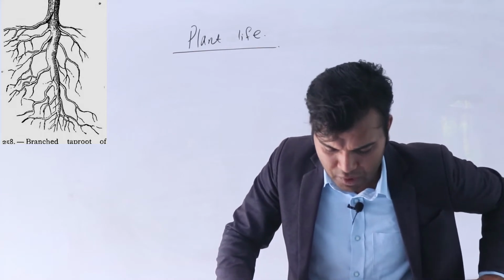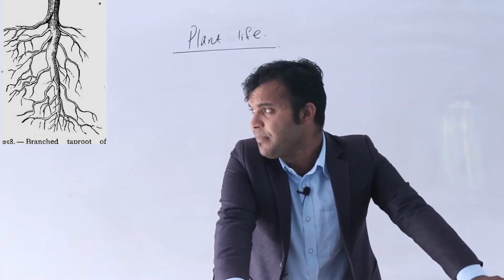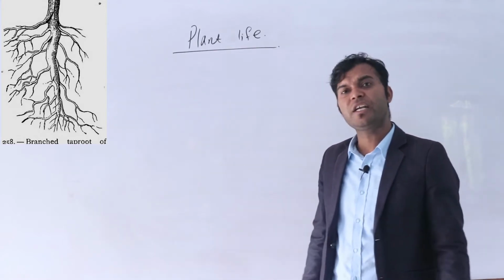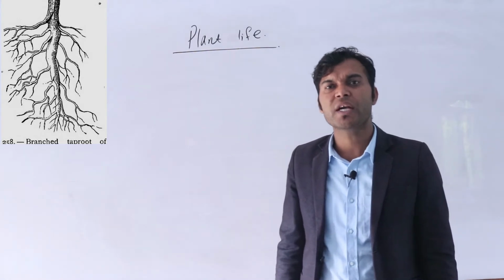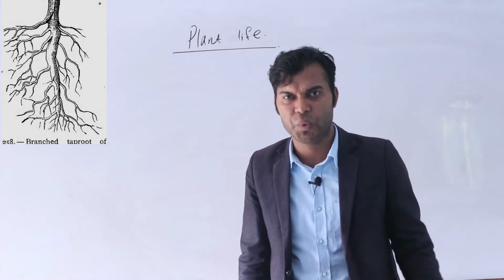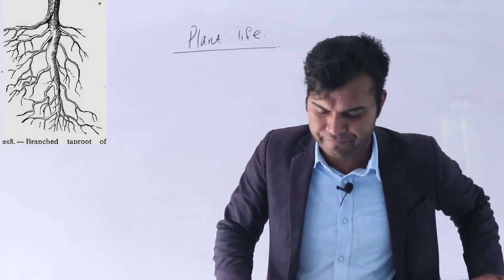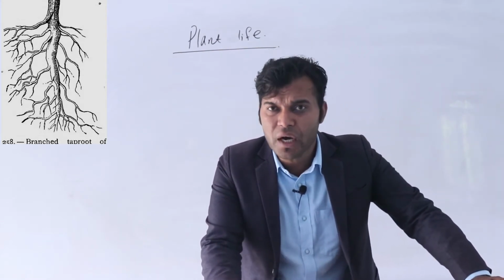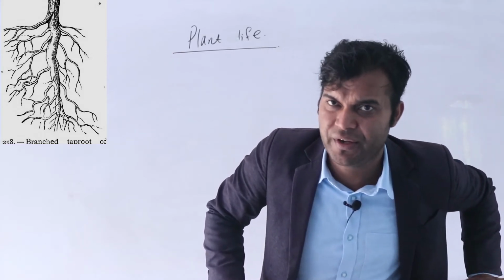The tip of a root is protected by a root cap. The tip of a root is covered by a root cap. Root cap, do you know? The covering part of the tip of a root.